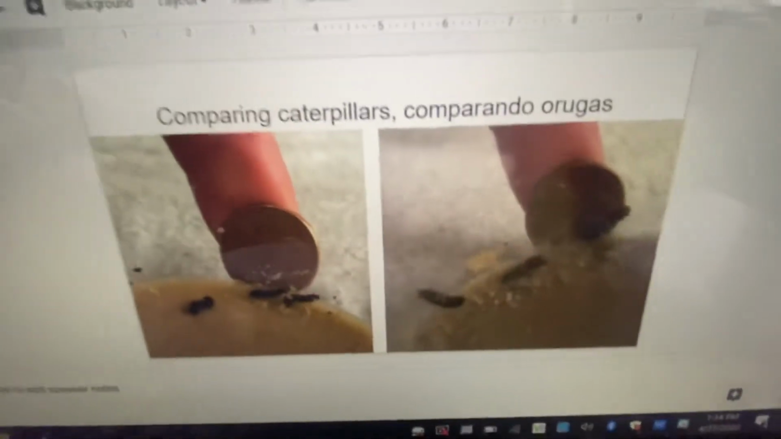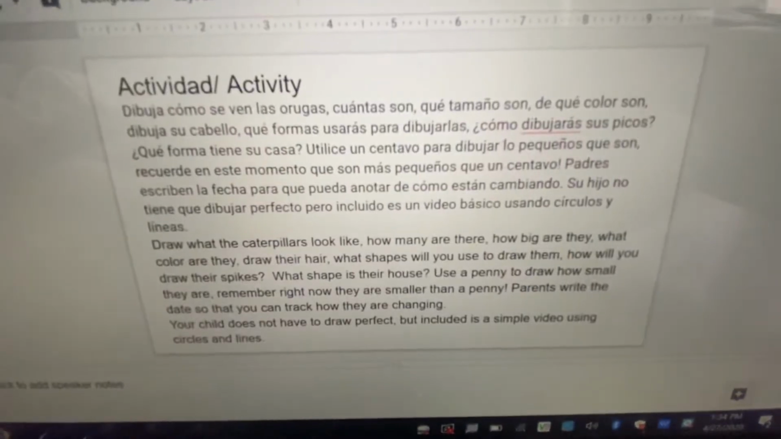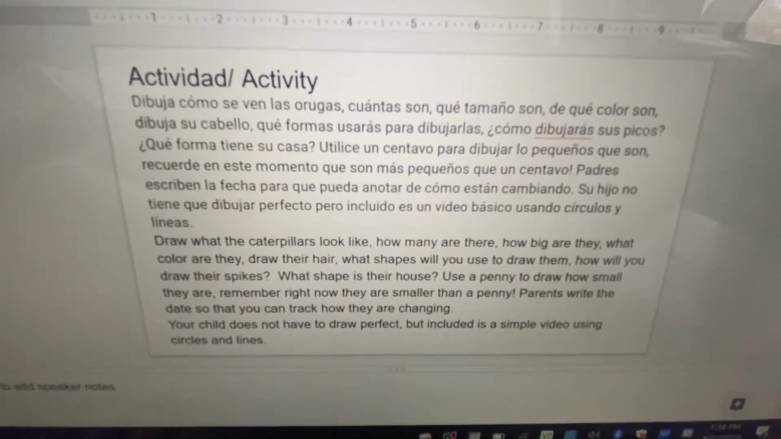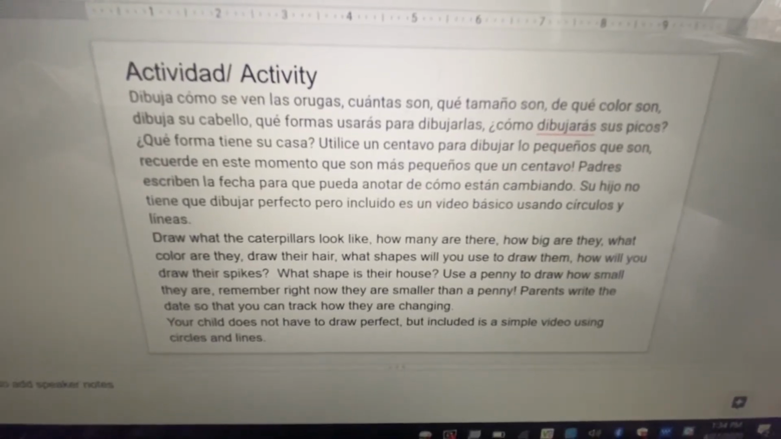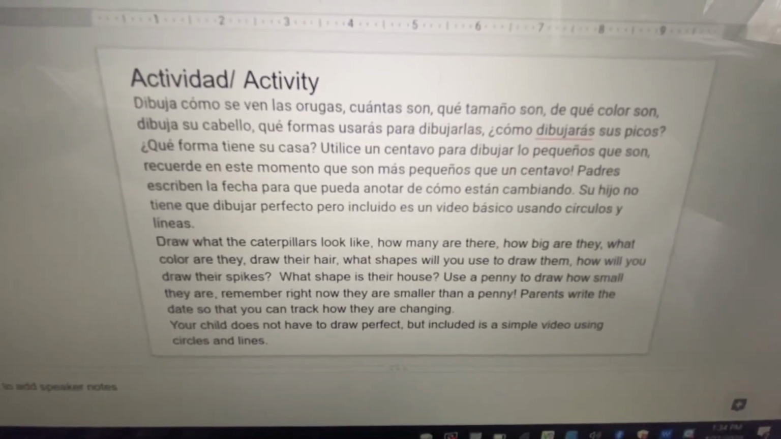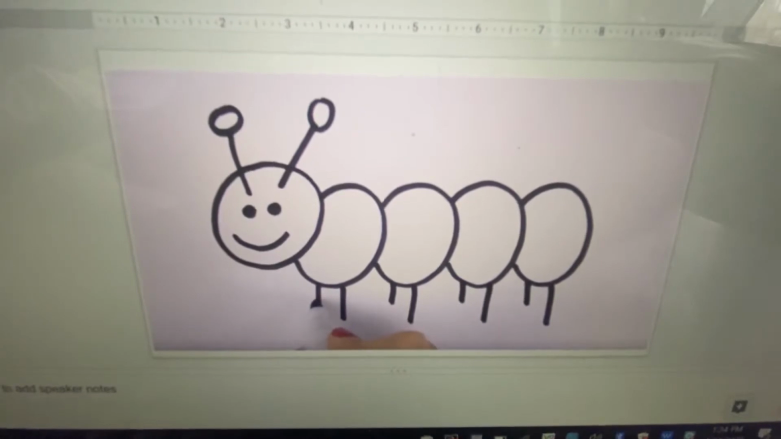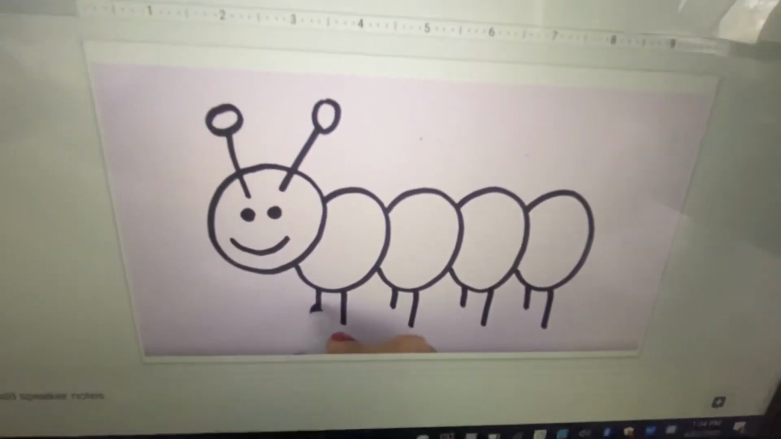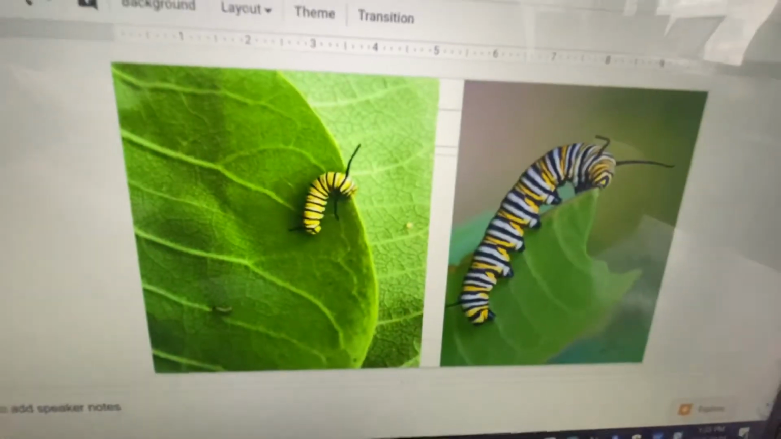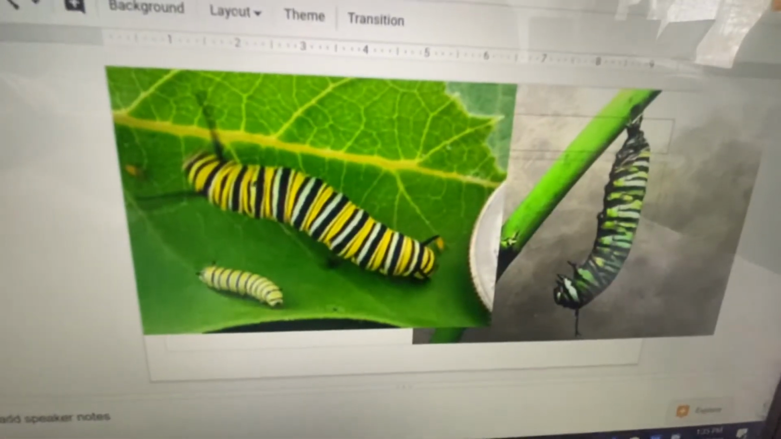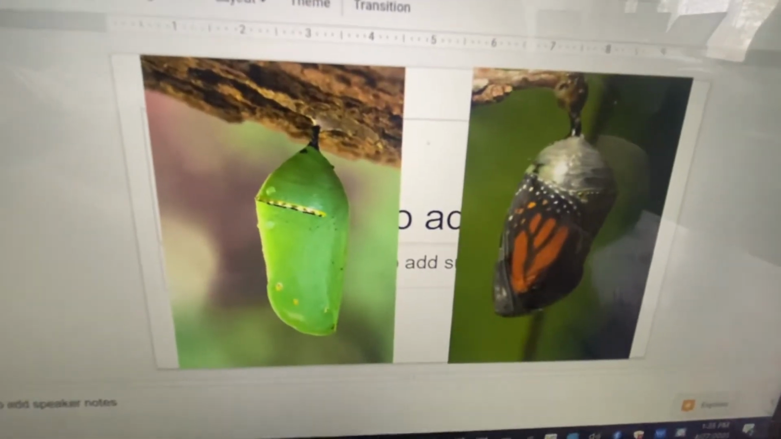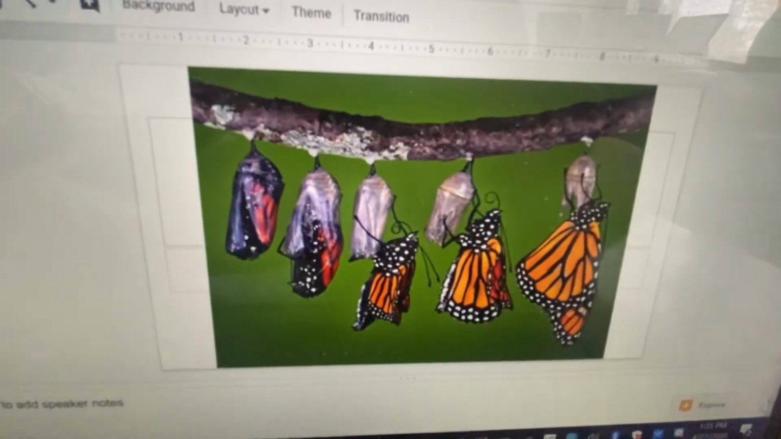So then we compared them. We compared how they grew. And your activity was to draw them. You used the penny to see how small they were, their shape of their house, and draw how they were hairy. Right here we had a little video on how you could draw them. And then we went over again how they came out of an egg, they ate, they got big, they hung upside down, they made their cocoons, and then they were transformed. They changed inside into a butterfly.